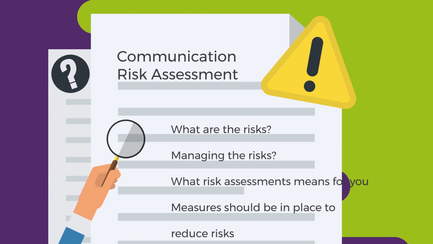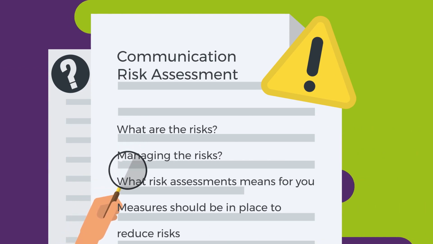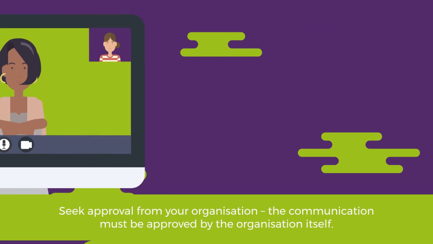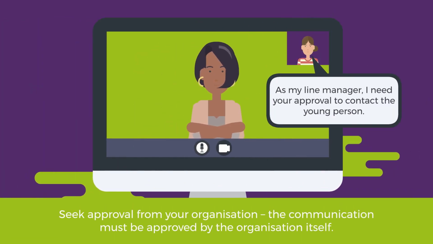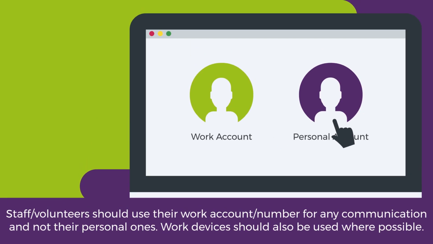Risk assessment. Organisations must consider the most appropriate method of communication and assess the risks involved. Measures must be put in place to reduce any risks identified. Seek approval from your organisation. The communication must be approved by the organisation itself. No staff member or volunteer should contact a child or young person without prior approval from their line manager or volunteer coordinator.